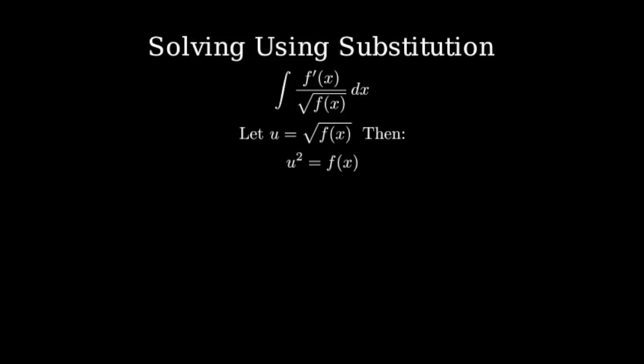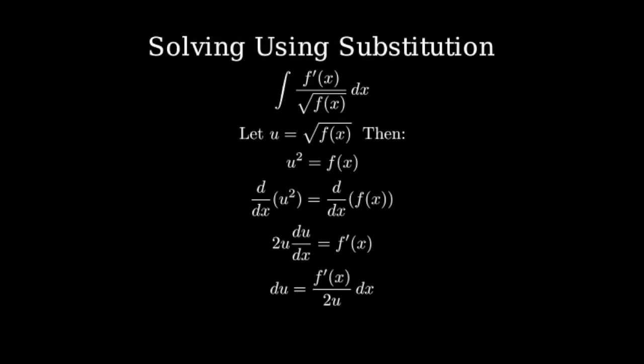This means that u squared equals f of x. Now we need to find du in terms of dx. To do this, we differentiate both sides of u squared equals f of x with respect to x. Using the chain rule on the left side, we get 2u times du/dx equals f prime of x. Solving for du, we get du equals f prime of x over 2u dx.